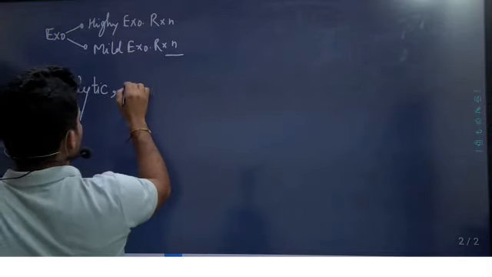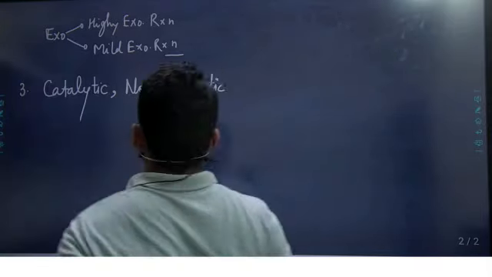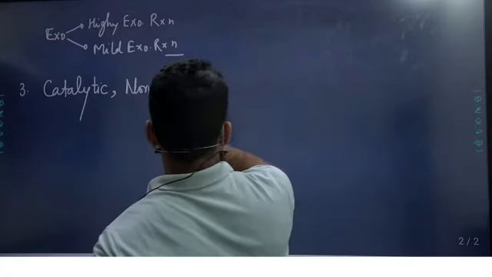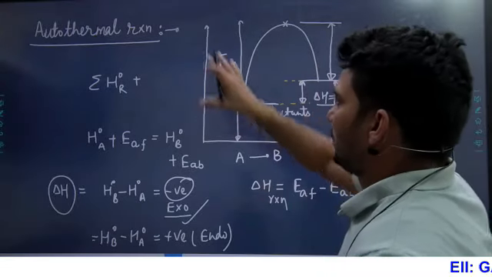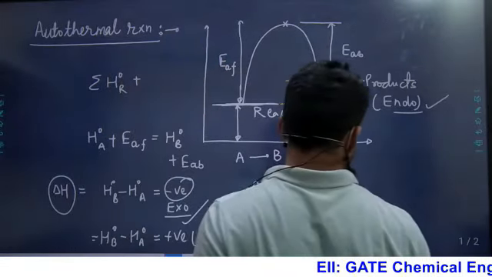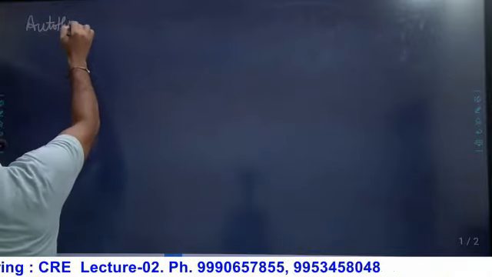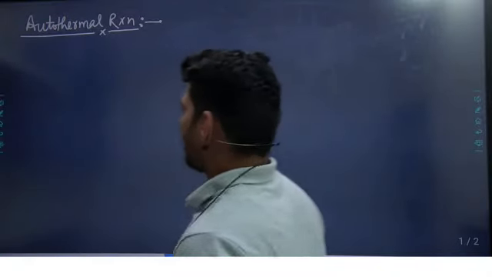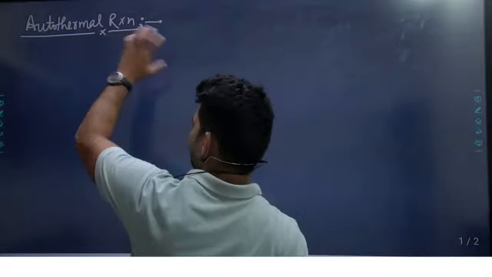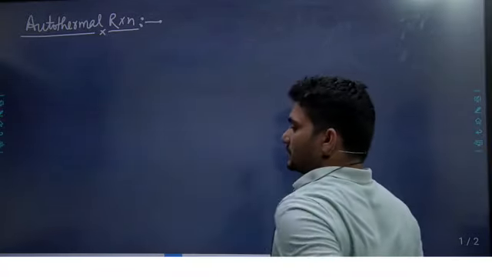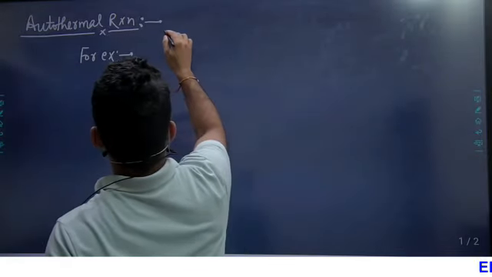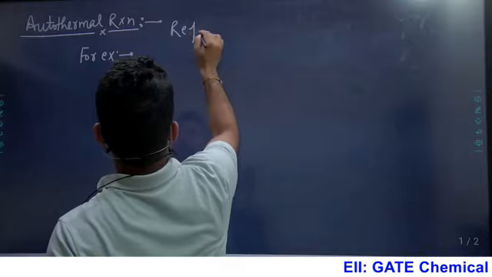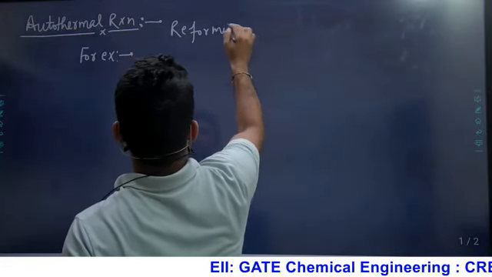Catalytic, non-catalytic. But I was discussing first of all the autothermal reaction. Try to understand the autothermal reaction. Just understand all about the autothermal reaction. I told you about endothermic and exothermic reactions. Autothermal reaction means, for example, just try to understand. For example, I am taking the reforming of natural gas.